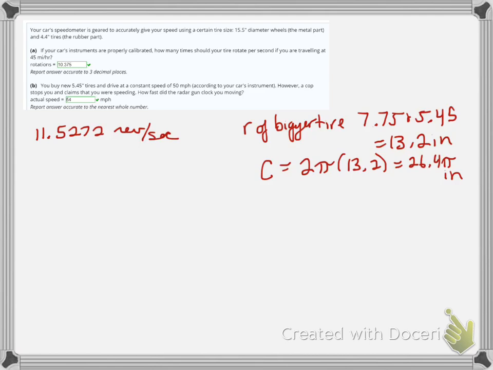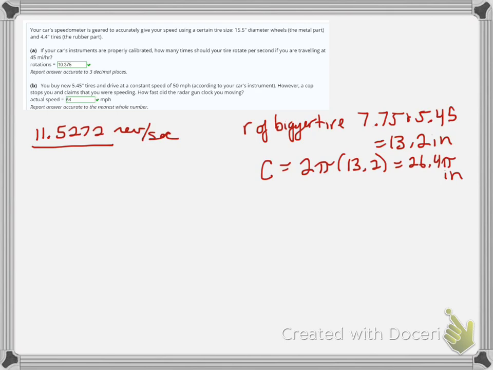What we're going to do is, when your car says you're going 50 miles an hour, the tire is doing 11.5272 revolutions per second. That's how fast your tire is moving, and if your tire is moving that fast, your car thinks you're going 50 miles an hour. That's because your car was calibrated with a smaller tire. So now we're going to take that 11.5272 revolutions per second and change it to miles per hour, to see how many miles per hour that is with our new tire with the bigger radius.